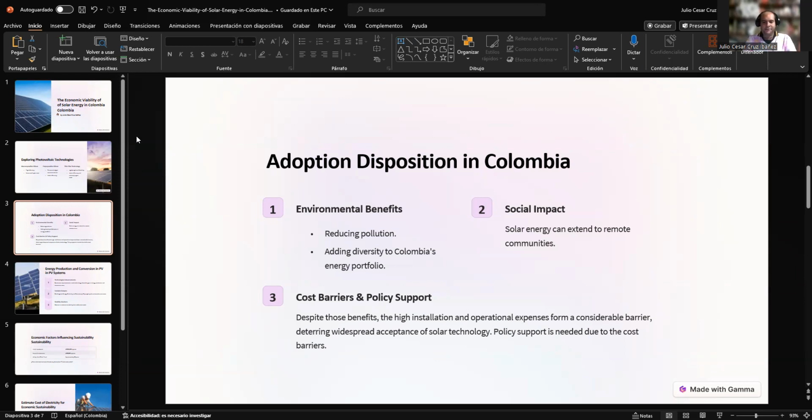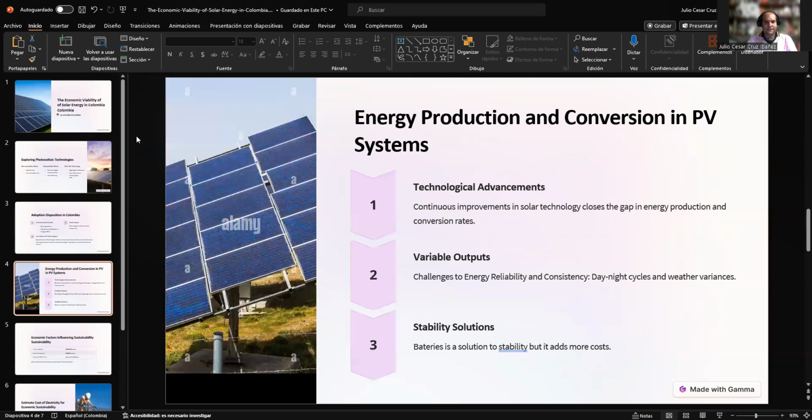In the case of cost, the costs in general are so high to install solar energy parks, and the policy support that exists today is not enough to cover these cost barriers. So it is necessary to make a better analysis to cover these barriers.